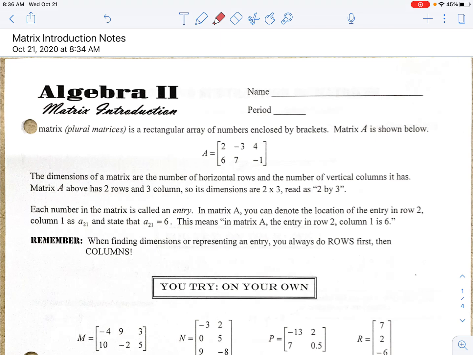Hi everyone, today we're going to do quick notes. You don't have to watch this video by any means, it's just me explaining the directions here, if you just want me to verbally explain something to you. So this is all about matrices. This is our next unit.